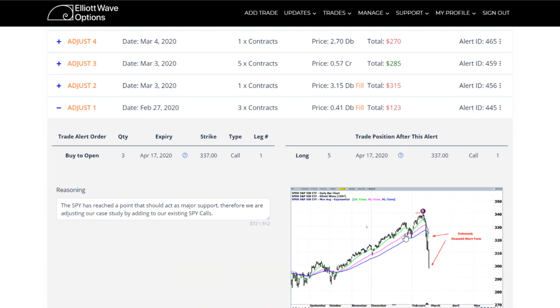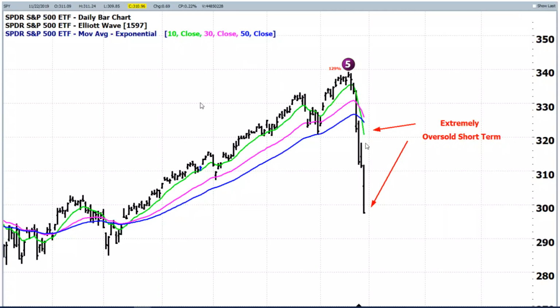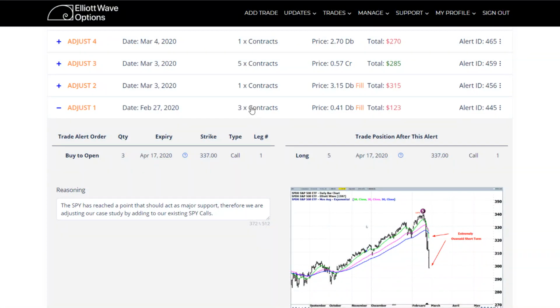So 2 days later, after one day of going sideways, boom, another down day. Now we're extremely oversold short term. Again, big separation between where we're trading currently in the market and the 10-day moving average. So that allowed us to add to our calls. So we added 3 more contracts to give us 5 contracts total.